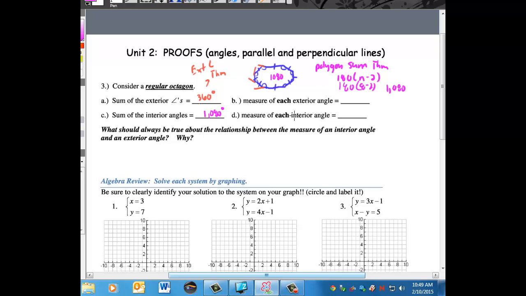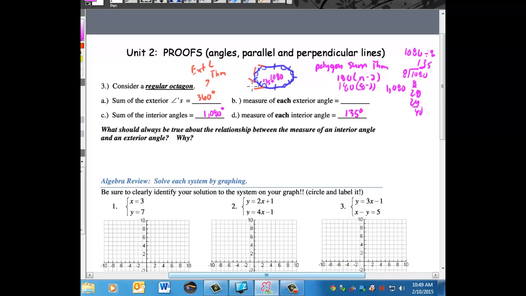Let's go to the measure of each interior angle first. So we take 1080 and we divide that by 8 because we have 8 sides and 8 angles. Since all the angles are the same, we can divide 1080 by 8. Let's do some longhand division here. This is going to give me 135. So each angle on the inside is going to be 135 degrees. That makes sense. All these angles are obtuse. 135 degrees.